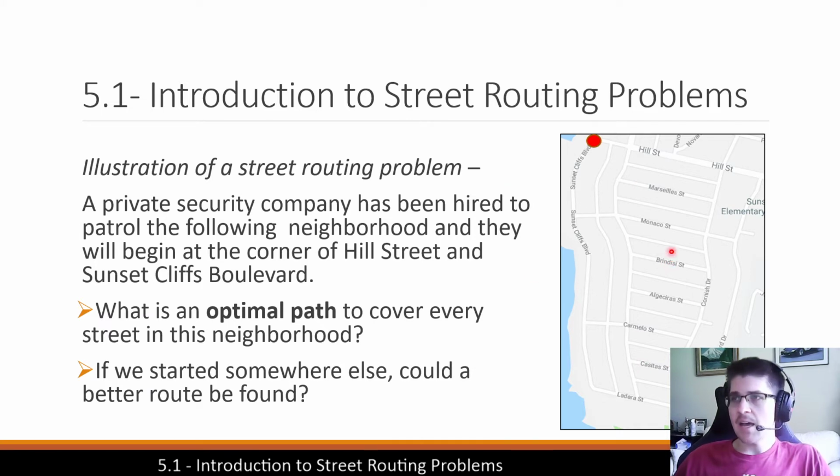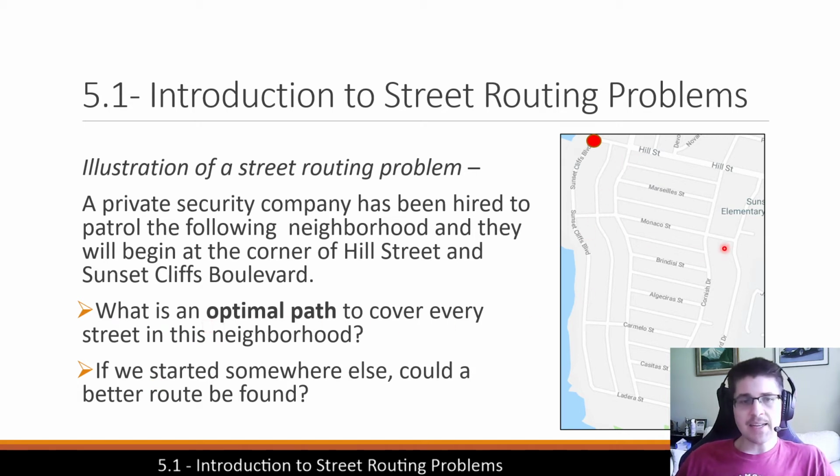Sunset Cliffs area. And basically, imagine that we are a security guard and we are supposed to make sure there's no crime going on in the neighborhood. The question is, what is an optimal path to cover every street in the neighborhood? Optimal meaning best. In path, we'll define what that means shortly. But obviously, we kind of get the idea of what that means without having to look at the mathematical definition of those things in graph theory. And then a separate question is, if we were to change the starting point, could we find a better route from a different location?